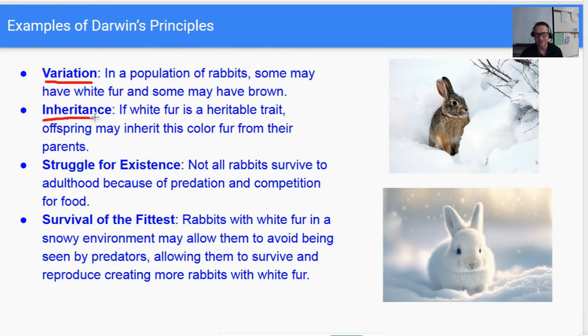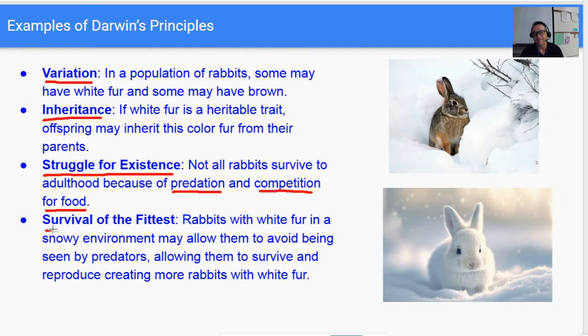Remember, inheritance. These traits are passed down from parents to offspring. So this brown rabbit's parents were probably brown. This little white rabbit's parents were probably white, because you're able to pass on your traits to the next generation. Remember, in the wild, it's a struggle to survive. Most rabbits are not going to survive to become adults and have baby rabbits themselves, because a lot of them are going to get eaten by predators, or maybe they die of starvation because there's not enough food for everybody.